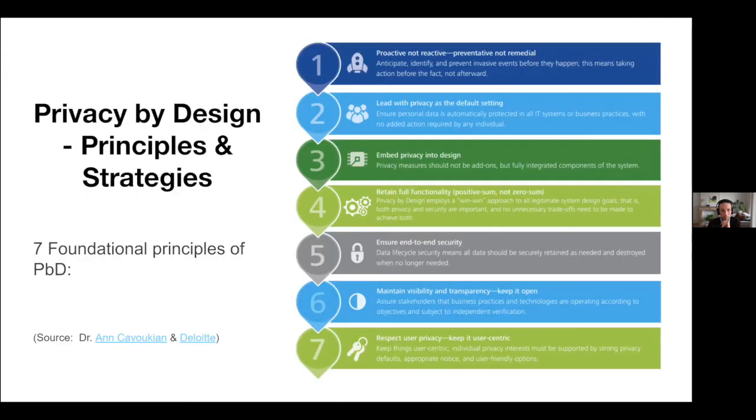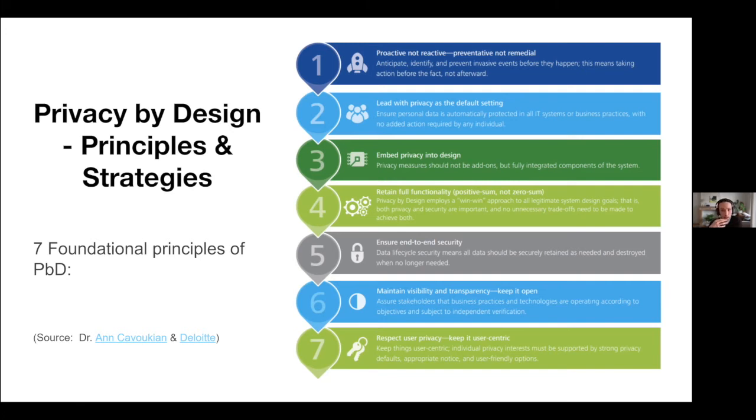But the interesting part is that Ann Cavoukian and her team have actually drafted 7 foundational principles of what is called privacy by design. And so they are mentioned, or they're shown on this slide, and I took the freedom to use a slide of Deloitte here. You might recognize the colors. And so the first principle is that we should always work proactively and not reactively, and anticipate possible problems. So things should be preventative and not remedial.